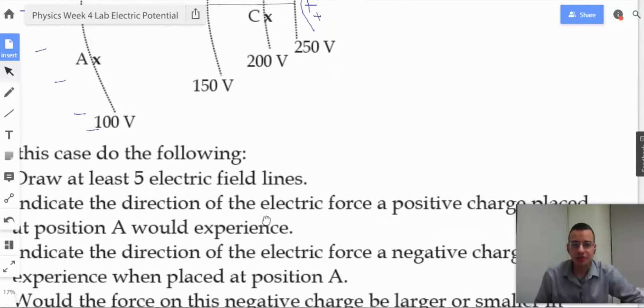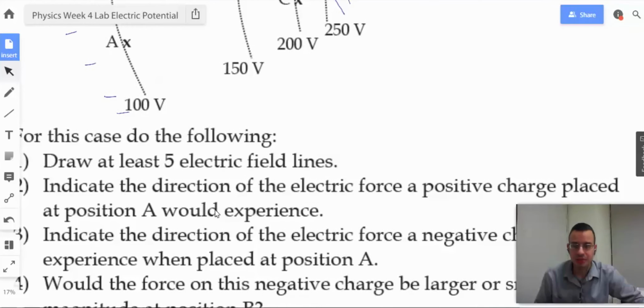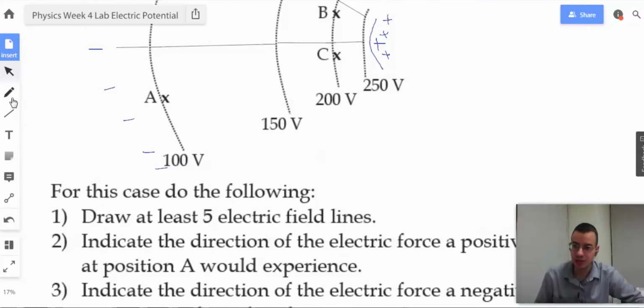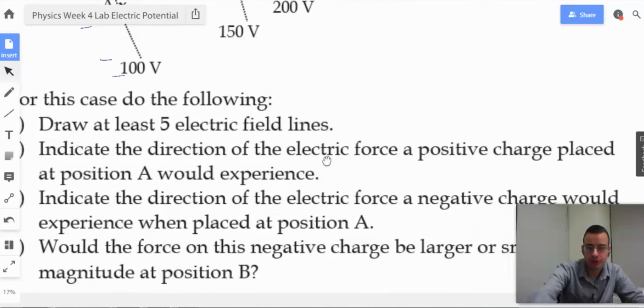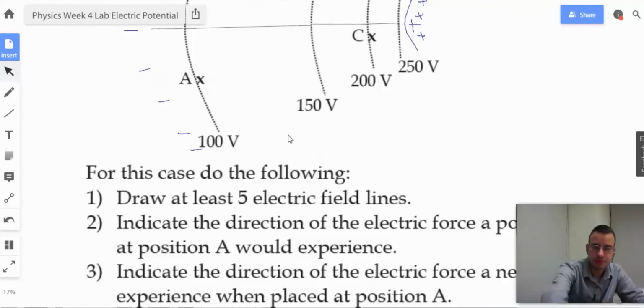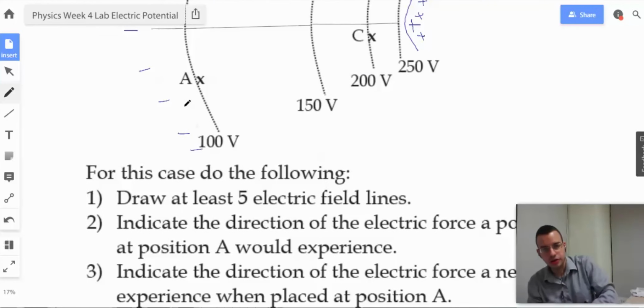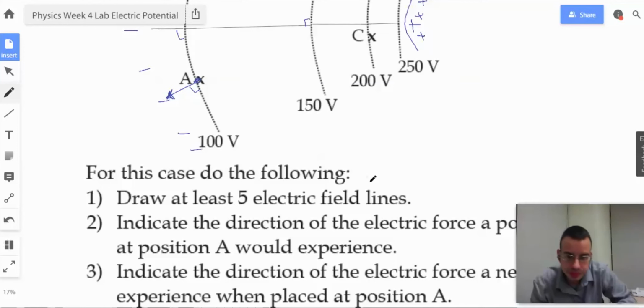Indicate the direction of the electric force a positive charge placed at position A would experience. Since we did a good job on the first part, this part's easy. If you were smart, you drew one of your electric field lines through here. So a positive charge would feel a force in this direction, towards the negative and away from positive. And this will be 90 degrees right there. I can even draw these in right here. Very nice.